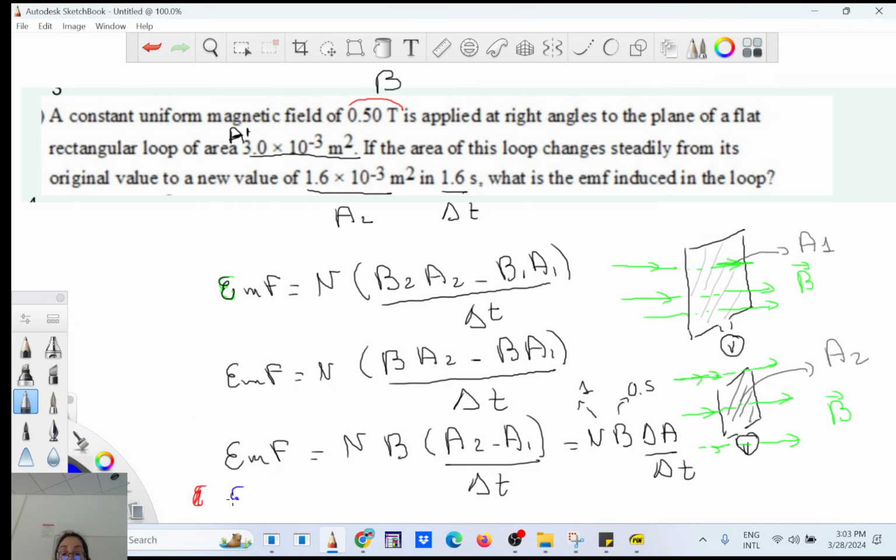Okay, so EMF equals number of loops is 1 times magnetic field is 0.5. The change in area will be 3 times minus 1.6, and you have a negative 3 here. And the time elapsed is 1.6. So what do you get?